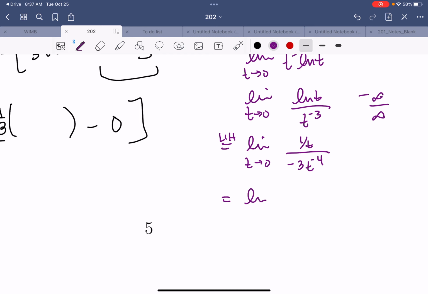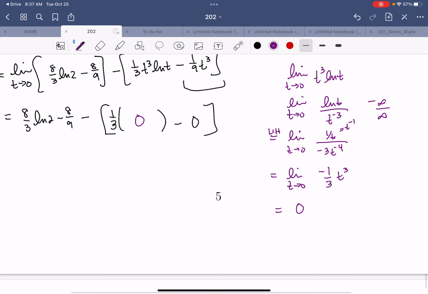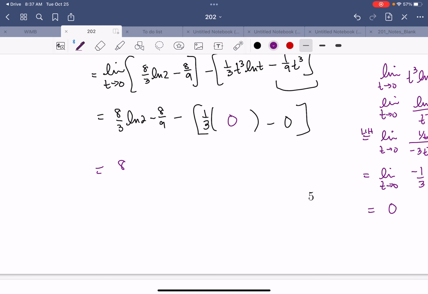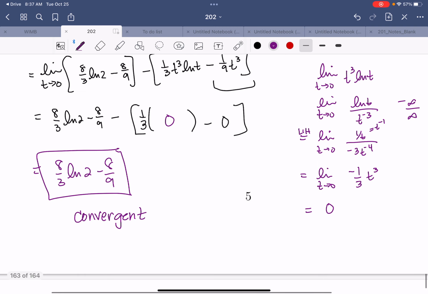If you simplify that, let's see, negative 1/3 was the number. And I have t to the negative 1 over t to the negative 4, which is t cubed. When you plug in 0, you get 0, so this term is actually 0. That means we get 8/3 natural log of 2 minus 8 over 9 as our value. So this one is convergent. Sometimes your limits are very straightforward, and other times you're going to have to work for the value.